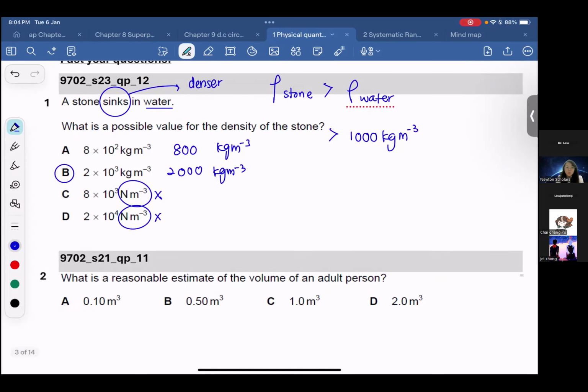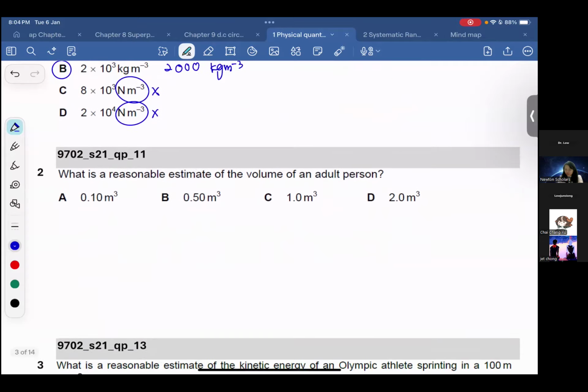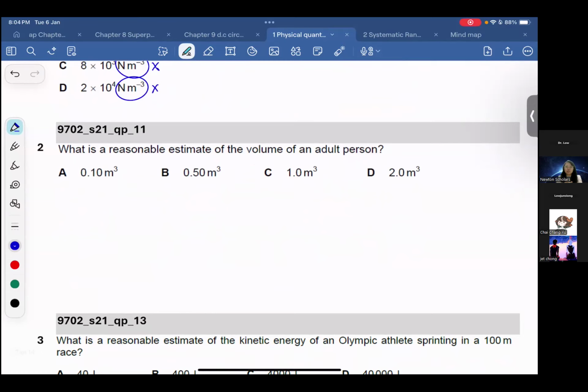Second question. What is a reasonable estimate of the volume of an adult person? Wow. Have you ever thought about what is the volume of you? Okay, so how do we solve this kind of question, how do we do the estimation? My suggestion is we can think of a model, maybe a cylinder like this. Of course, we are not this shape, but for an estimate it doesn't matter.